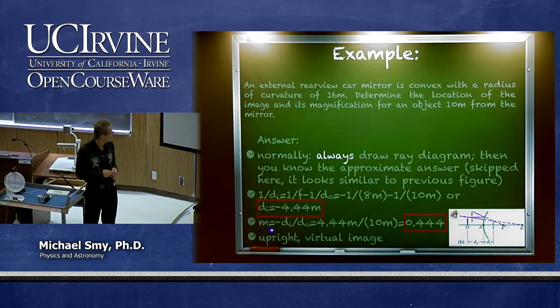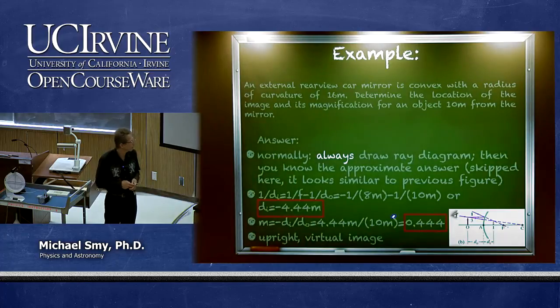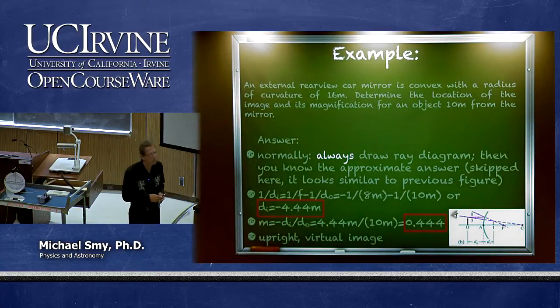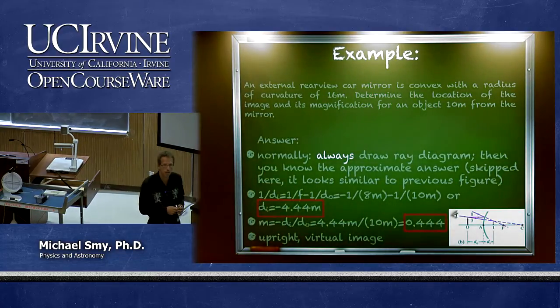Then we can now determine the magnification. So the magnification is minus the image distance divided by the object distance, or 4.44 meters divided by 10 meters, and that means that the magnification is 0.444. So you see the car as about 44% of its true height.